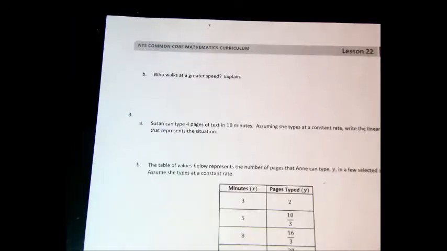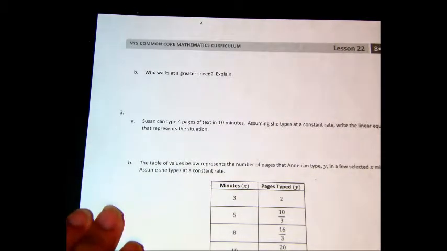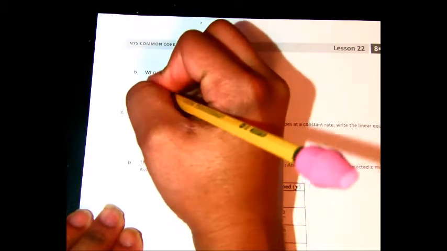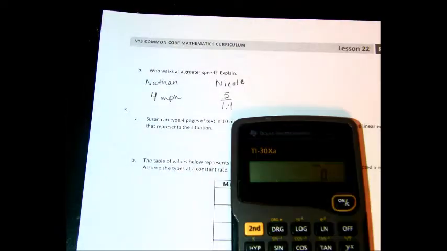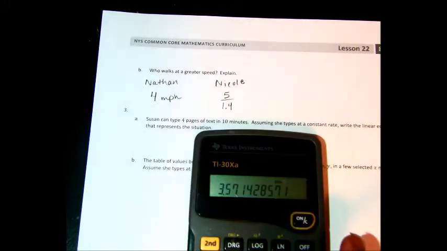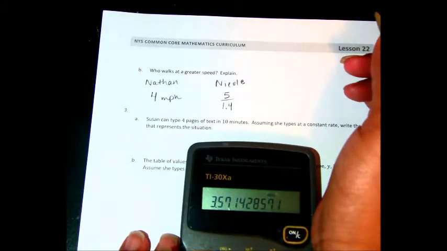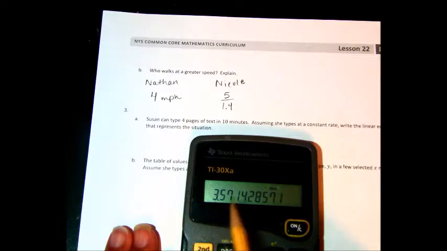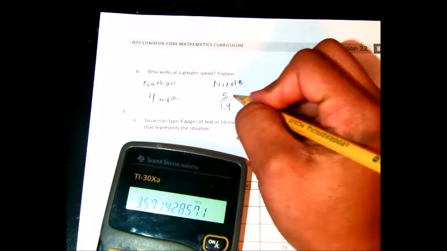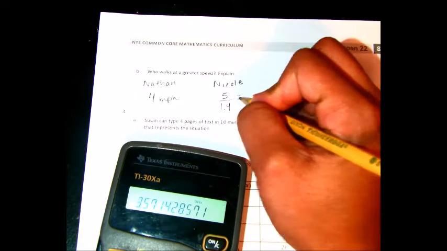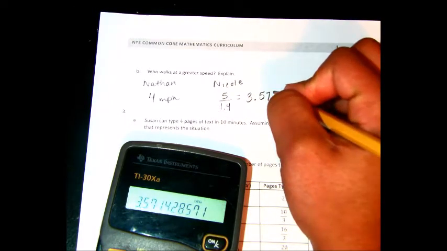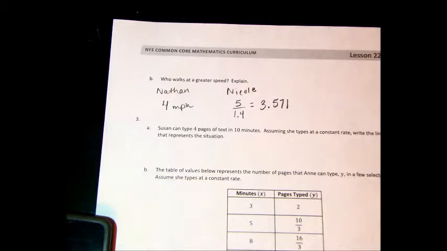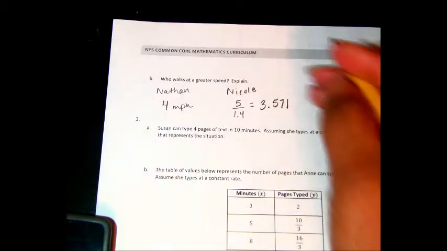All right, B, who walks at a greater speed? So you have Nathan. Let's just take the first 3 significant digits after the decimal. So I'll say that this is really equal to 571 thousandths. Who has the greater speed? Explain.